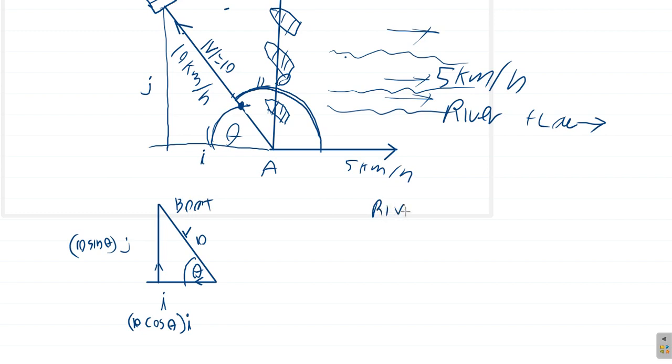As for the river, you have a flow of 5 km/h in the i direction. So it's 5 cos 0, it's really cos 0, i, plus you don't have any movement upwards, so it's 0 j. Alright? Cos 0 is 1, so it's 5i.